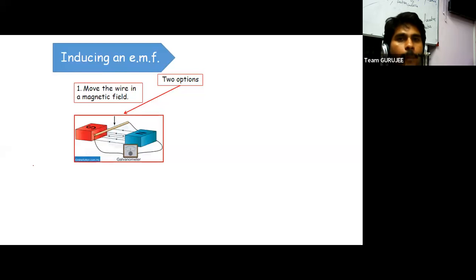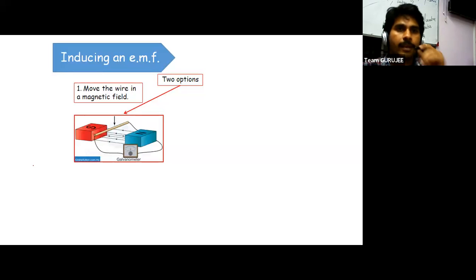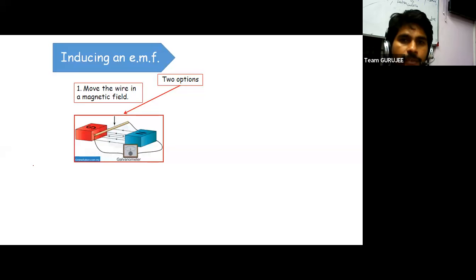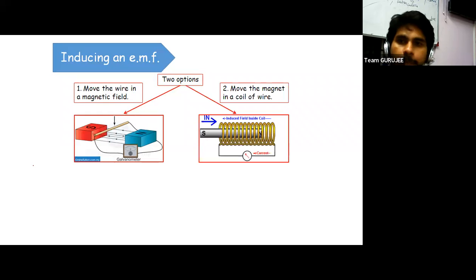So, by increasing the induced EMF, there are different methods. One is velocity changes, another one is magnetic field changes, and the third one is length changes. Next thing is magnetic field changes. For magnetic field changes, there are two options.